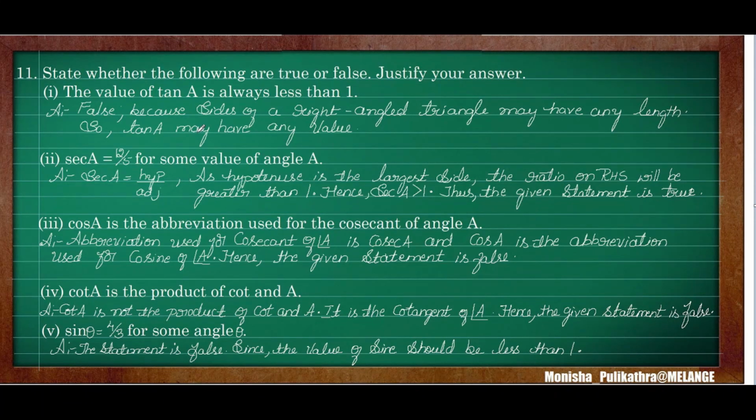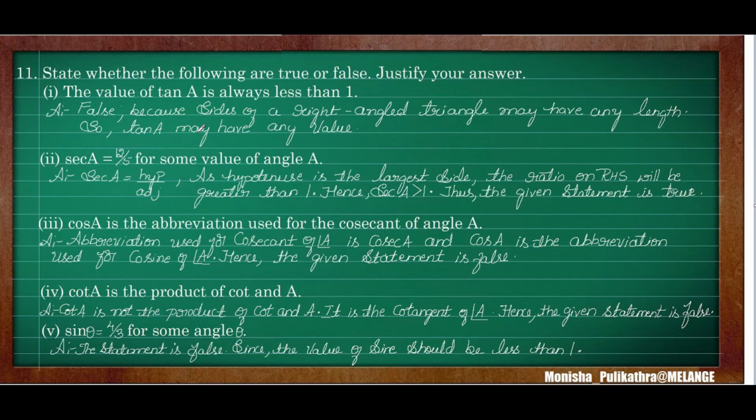Okay. Secant A is equal to hypotenuse by adjacent. As the hypotenuse is the larger side, the ratio on the RHS will be greater than 1. So hence secant A will be greater than 1. 12 by 5 is always greater than 1. Thus, the given statement is true. For some values of A, it can be 12 by 5, that is a value greater than 1. Okay.